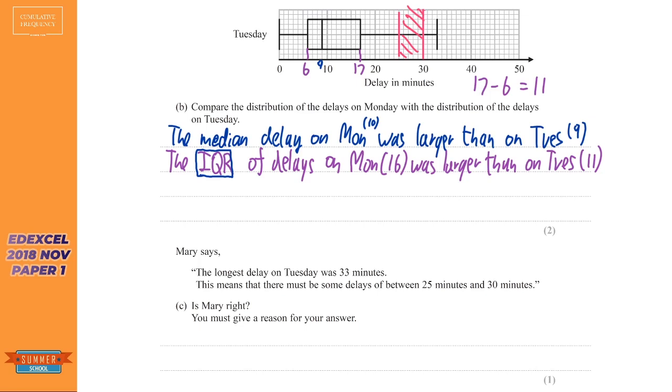Well, we know that a quarter of the delays were between the upper quartile and the maximum. Okay, that's what a quartile means. It's a quarter of them were there. But there's nothing to indicate that they're in that kind of shaded box that I've just drawn. They could be between 17 and 25, or they could be between 30 and 33. We don't know where they are. Okay, all we know is a quarter of them are between 17 and 33, but where they are, the location of them, we don't know.